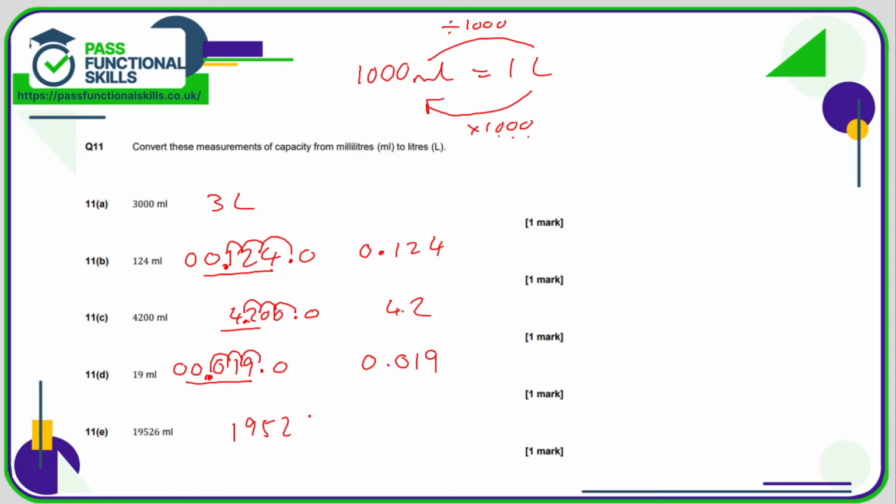19,526, I'm going to write as 19,526.0. Again, move the decimal point 1, 2, 3 positions, and we get 19.526 litres.